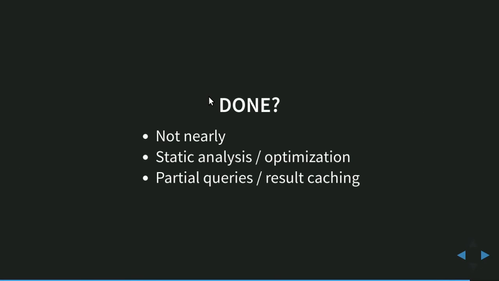Are we done now? Not nearly. In the future, we'd like to involve some kind of static analysis, type analysis, partial querying, partial reuse of partial results. You can imagine if 7 XPath queries look at all footnotes in the document, we can reuse that partial result, even if it's transformed later. So we only have to traverse the whole document once.